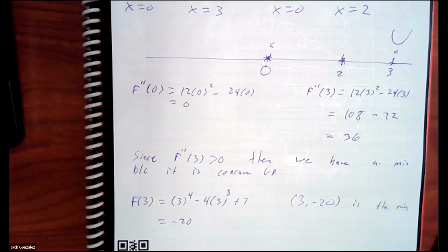All right. So that's it for section 4.4. So that's the second derivative test. It tells you the concavity, and it's another way to find max and mins. Second derivative also helps you find inflection points. So we did all that stuff.